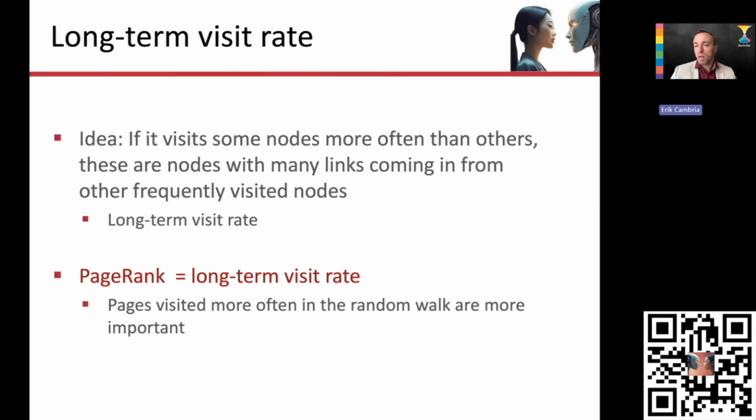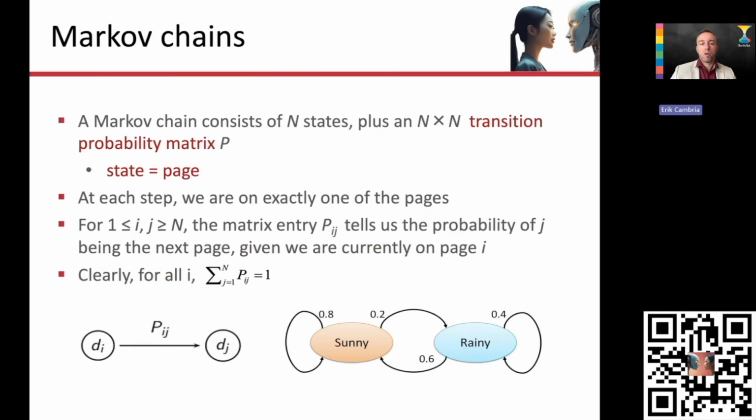Again, this is not how Google works today, but it was still one of the fundamental algorithms used in the early stages. So we're talking about Markov chains, which just model the probability of going from one state to another. Here you see a very simple random walk that tells me the probability of going from a sunny day to a rainy one and vice versa.